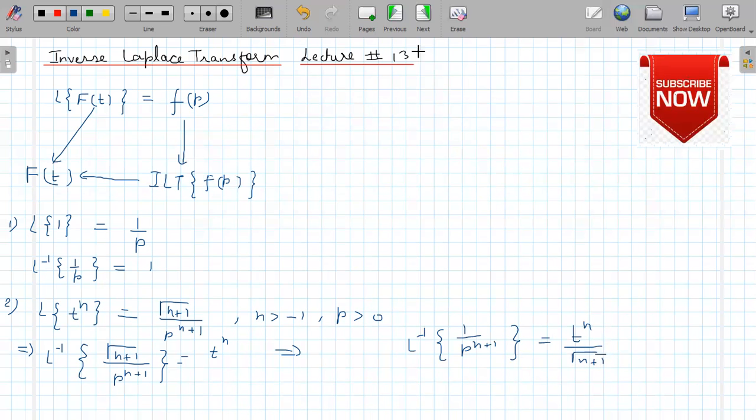By linearity property of inverse Laplace transform, you can take constant terms outside. So this constant term can go in the denominator part of t raised to the power n. That gives you the inverse Laplace transform of 1 upon p^(n+1), which is a pure function of p.